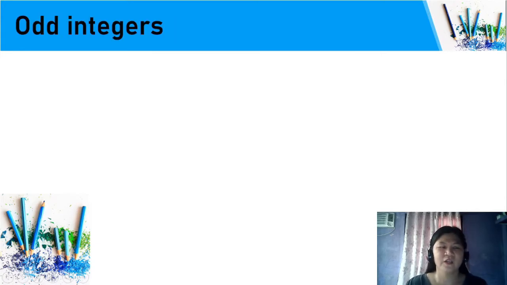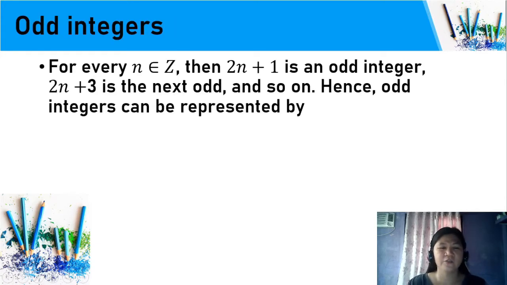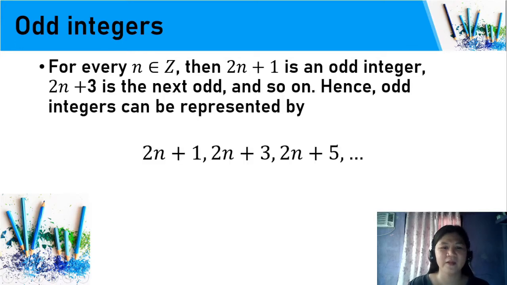For odd integers, for every n element of Z, then 2n plus 1 is an odd integer, 2n plus 3 is the next odd, and so on and so forth. Hence, odd integers can be represented by 2n plus 1, 2n plus 3, 2n plus 5, and so on and so forth.